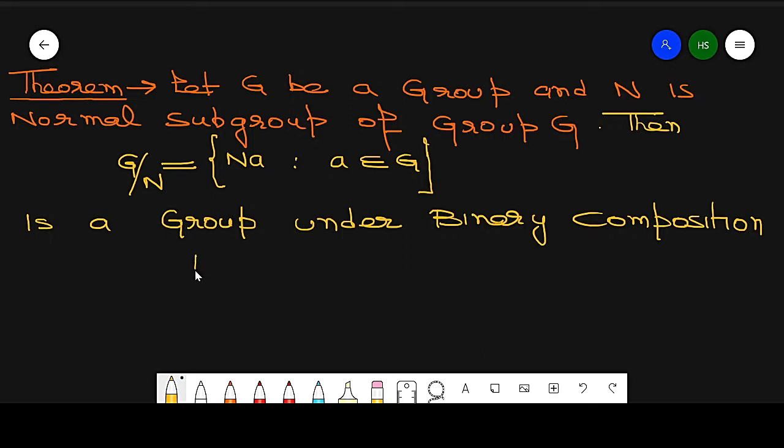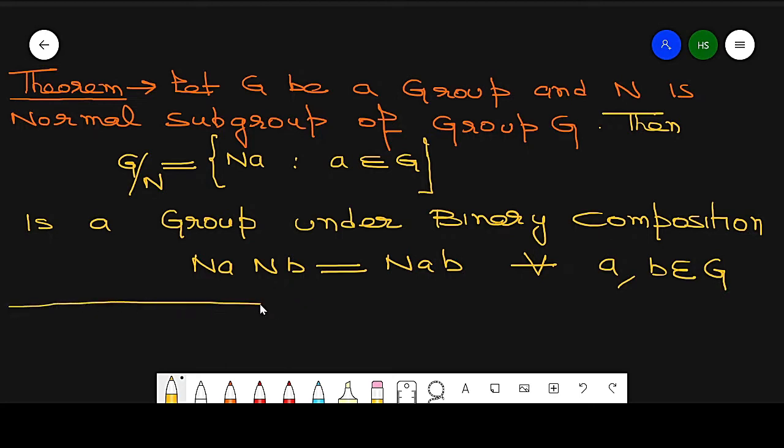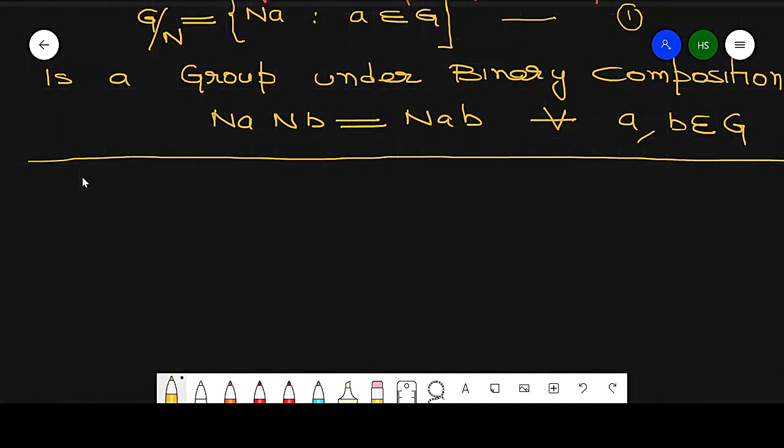Na, Nb is equal to Nab for every a, b belongs to G. So this element belongs to G and N is a normal subgroup of group G, so that I would like to prove the result because it is a group. Now first, what is an element of G by N? So this is Na type. So Na type also can be written as a bar.